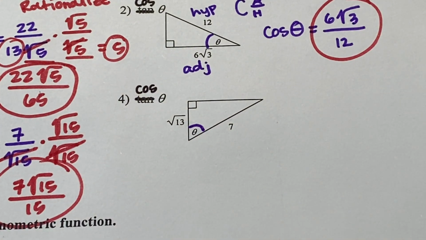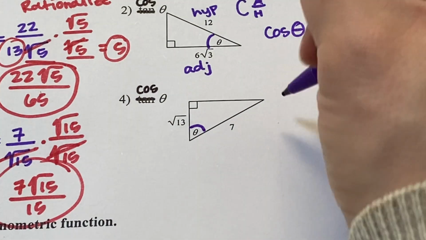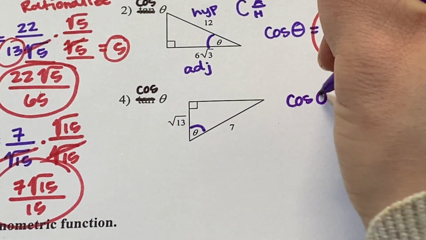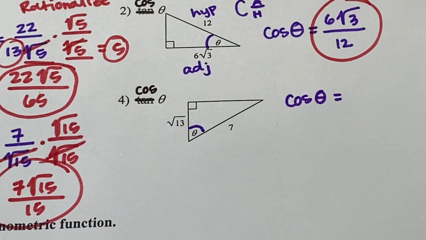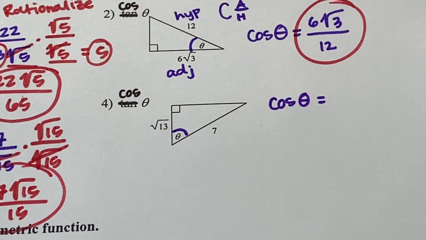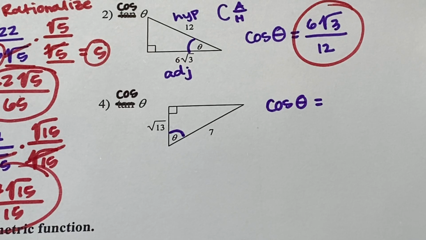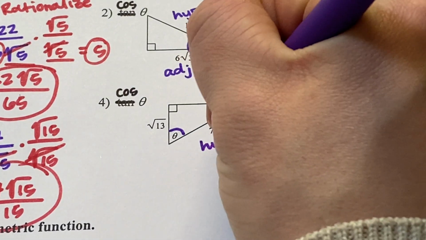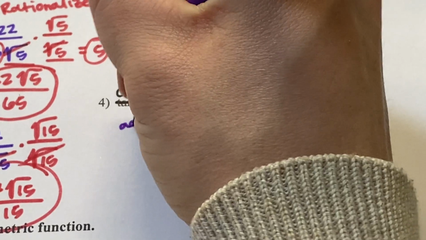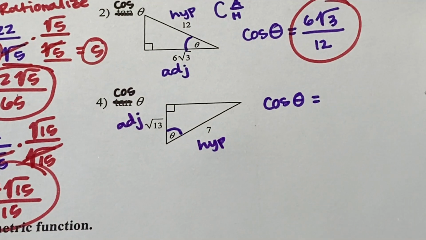Okay, I'm standing at theta. Cosine of theta equals adjacent. Ooh, I haven't labeled these yet. Which is which? Which side is my adjacent side? Which side's my hypotenuse? Out of root 13 and 7. 7's the hypotenuse and root 13's the adjacent. Look at that. So you guys remember.